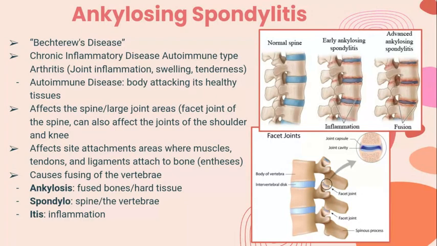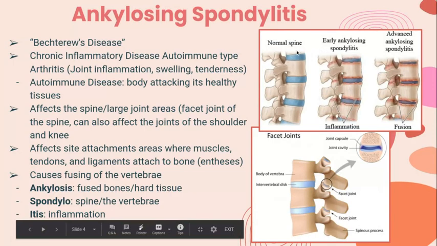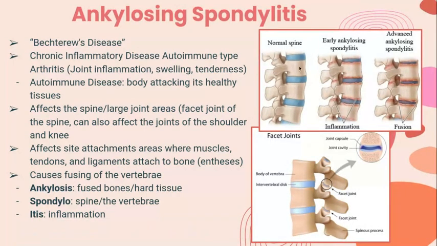So I broke down the words of this autoimmune disease. So ankylosis means fused bones. The fusing of bones or hard tissue. Spondylo refers to the spine and vertebrae, and itis refers to inflammation. And over here on the right, you can see images. This spine on the left is an image of a regular spine. The one in the center, you can see there is much inflammation in the spine. And on the far right, you can see a case of advanced ankylosing spondylitis, where there's actually fusing of the vertebrae.